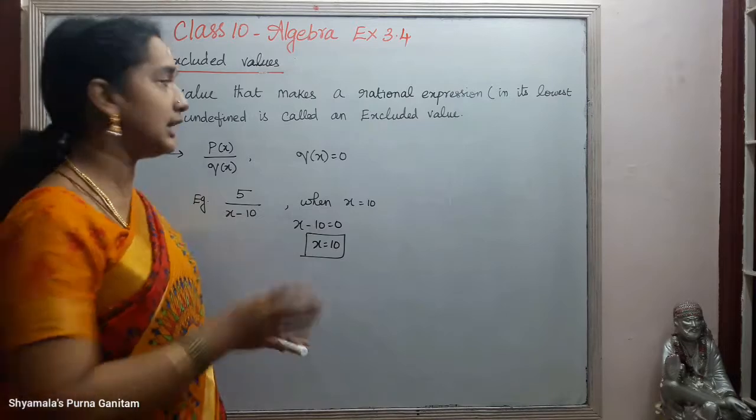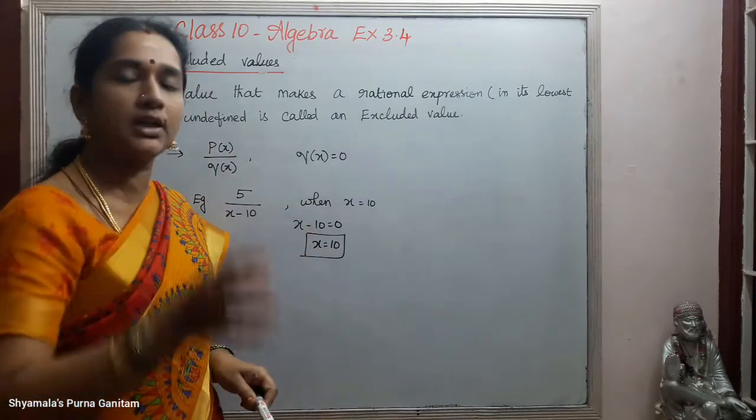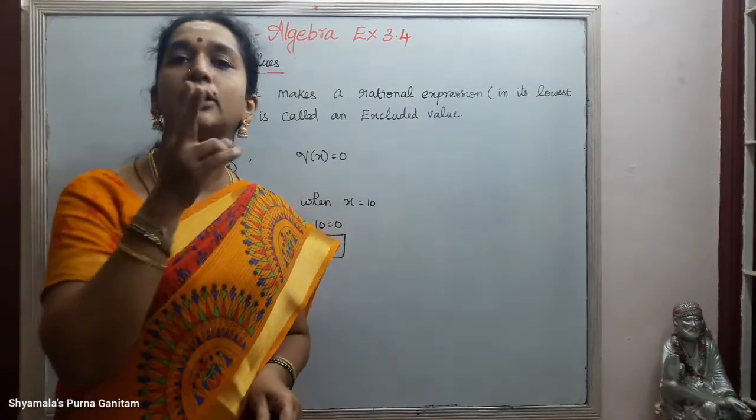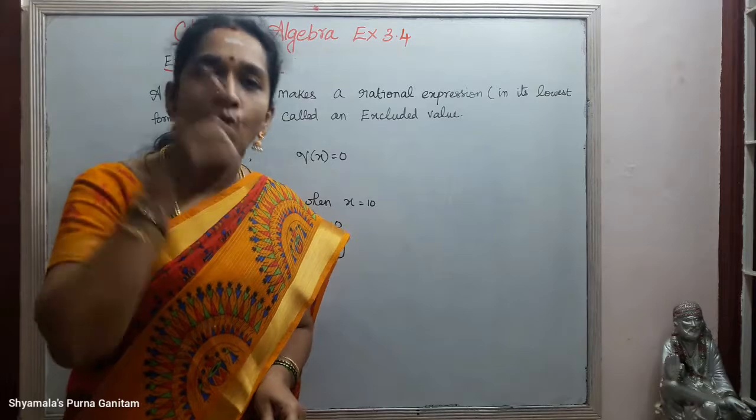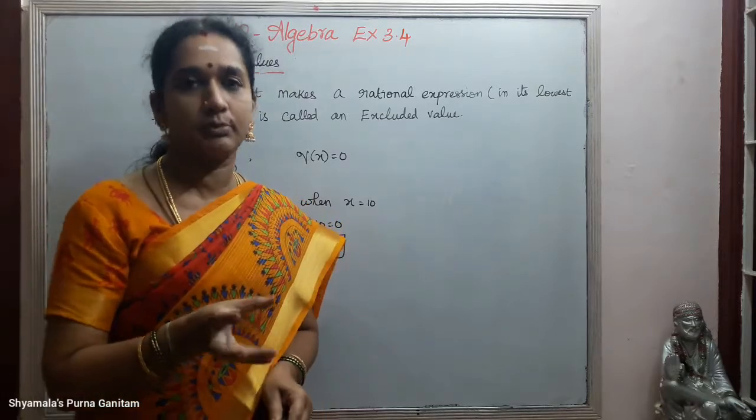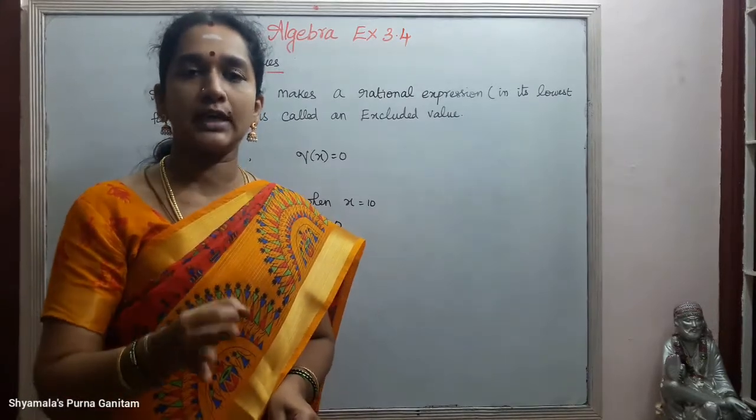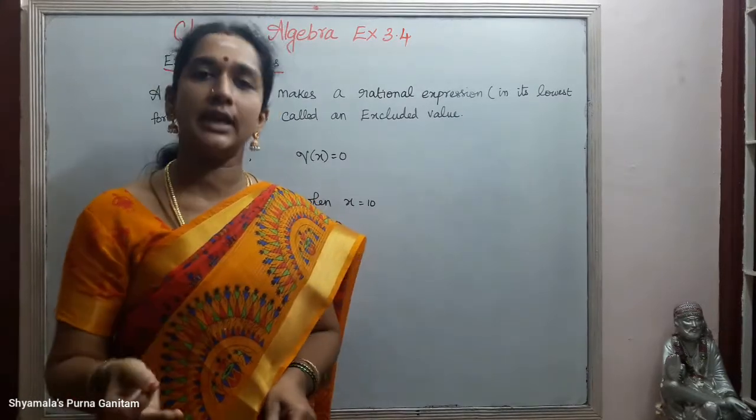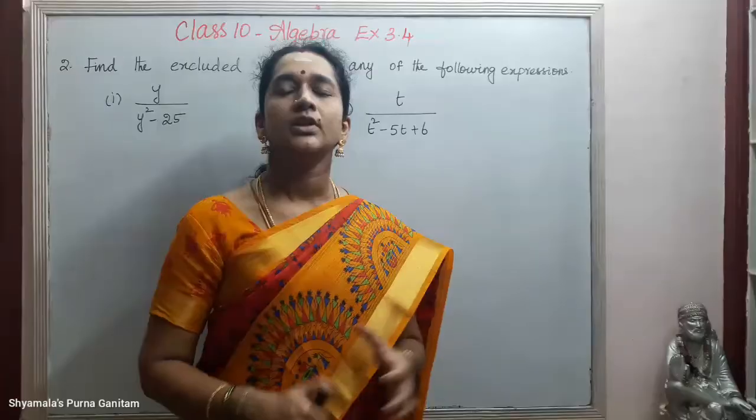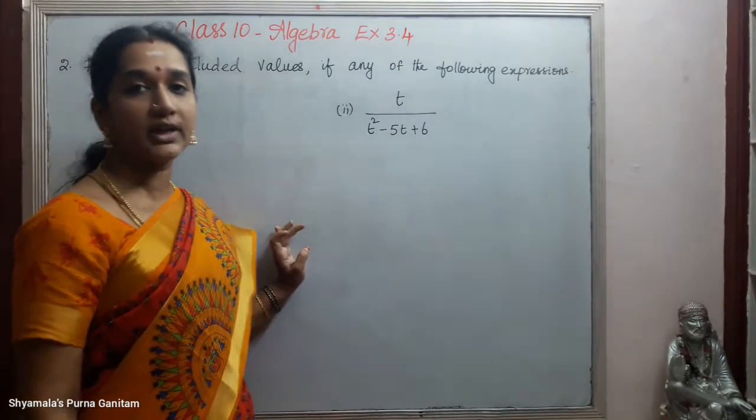Ultimately, if we equate the denominator and it is a quadratic expression, we will get two values, and both values will be excluded values. If we have a cubic polynomial, we will get three values for x, and all three values will be excluded. Now we will see the exercise sum. Now the second sum is based on excluded values.